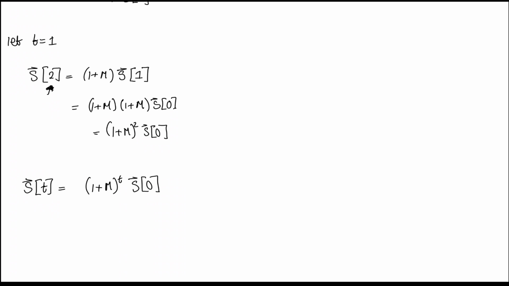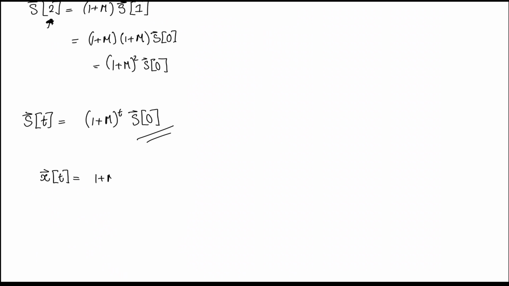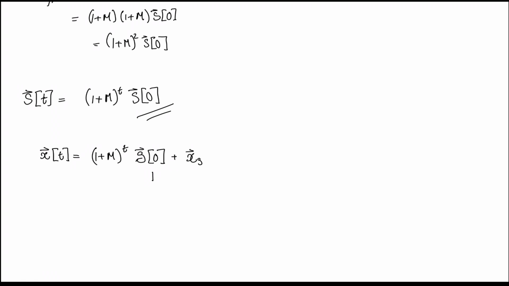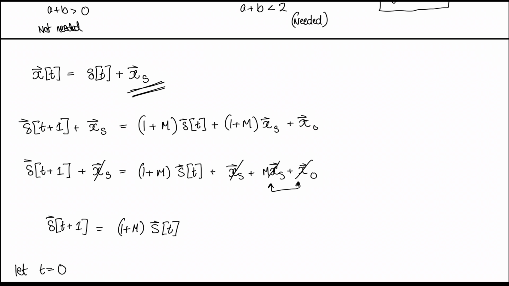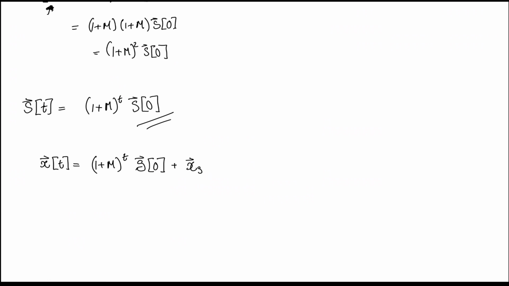If I now substitute this equation back into this equation, which shows how we deviate away from the steady state, we get xt is equal to (1 plus m) to the power of t delta 0 plus x steady state. If I now change this again by using this same equation, but I'm going to sub in t is equal to 0, I get delta 0 as the vector x0 minus the steady state vector xs.